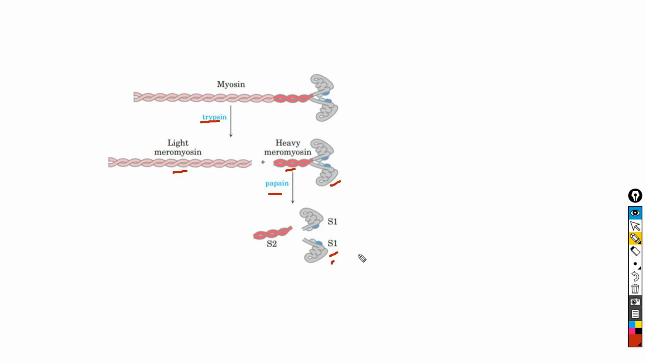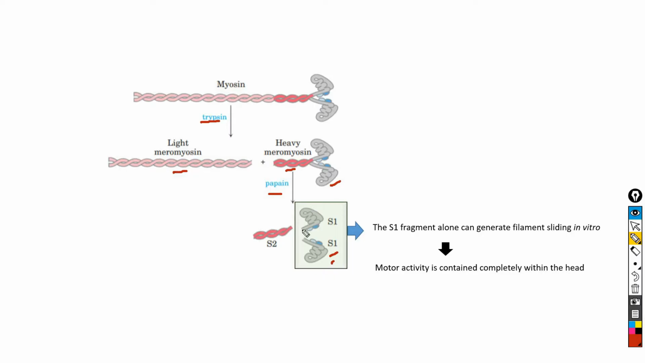called the S1 fragment. The S1 fragment alone can generate filament sliding in vitro, suggesting that the motor activity is contained completely within the globular head domain of myosin. Therefore, it is the S1 fragment in the motor domain that makes muscle contraction possible.